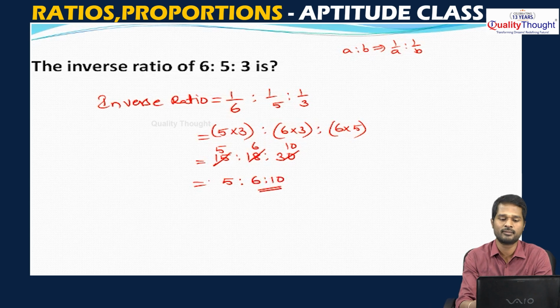We didn't do anything here, we just wrote them in the opposite form, that is 6 will become 1 by 6 in inverse ratio, 5 will become 1 by 5 and 3 will become 1 by 3. So take the LCM, leave this 6, multiply 5 and 3, leave the 5 and multiply 6 and 3, leave 3, multiply 6 and 5. So 15 is to 18 is to 30, so 3 5s are, 3 6s are, 3 10s are. Remember to cancel the things only when all the three values will go in the same table, otherwise don't cancel them, leave them like that.